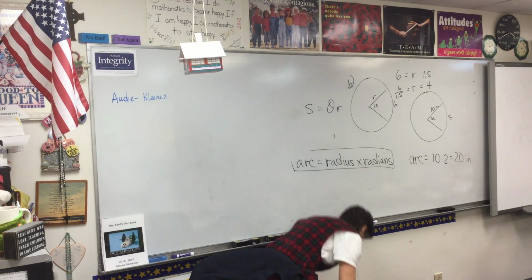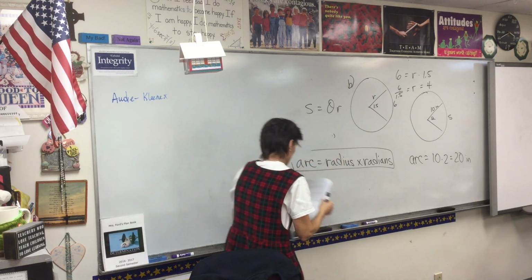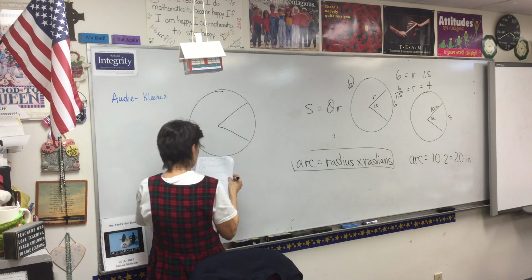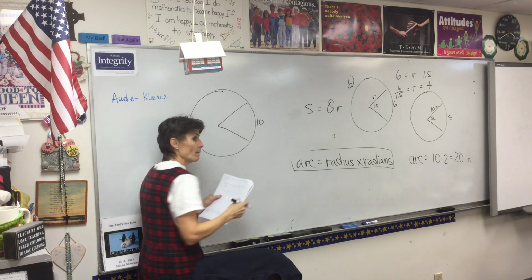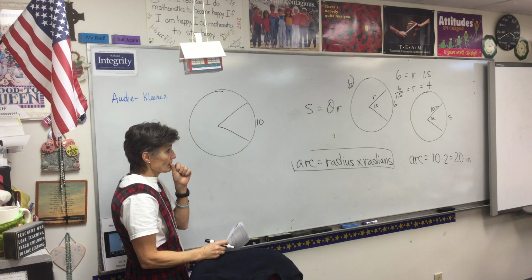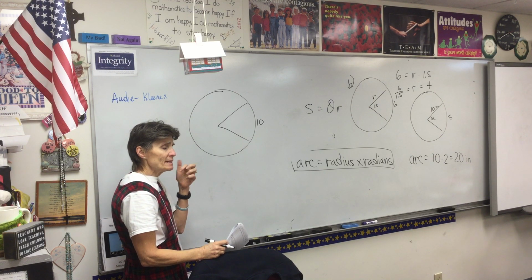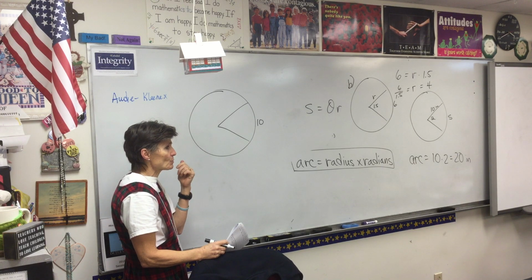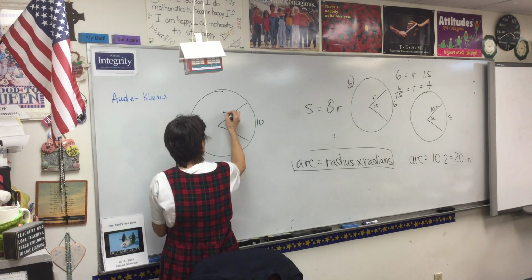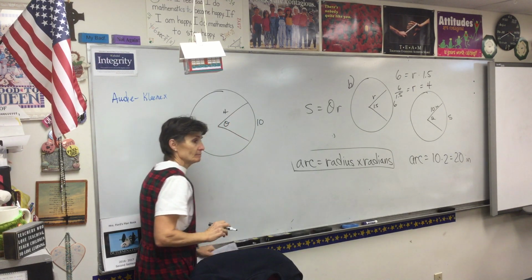All right, next. Same picture. We know the arc length is 10. Remember, S is the letter for arc length. They probably didn't use A because it might get confused with area or something like that. The radius is 4, and we want to know theta.